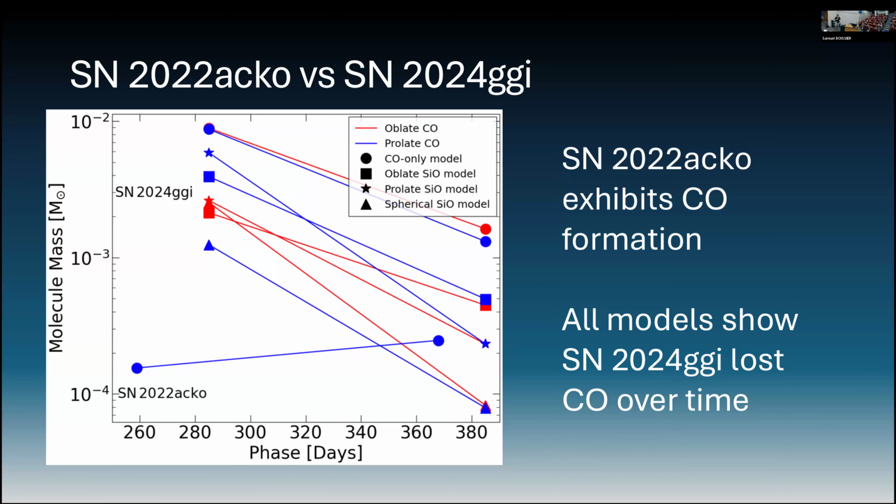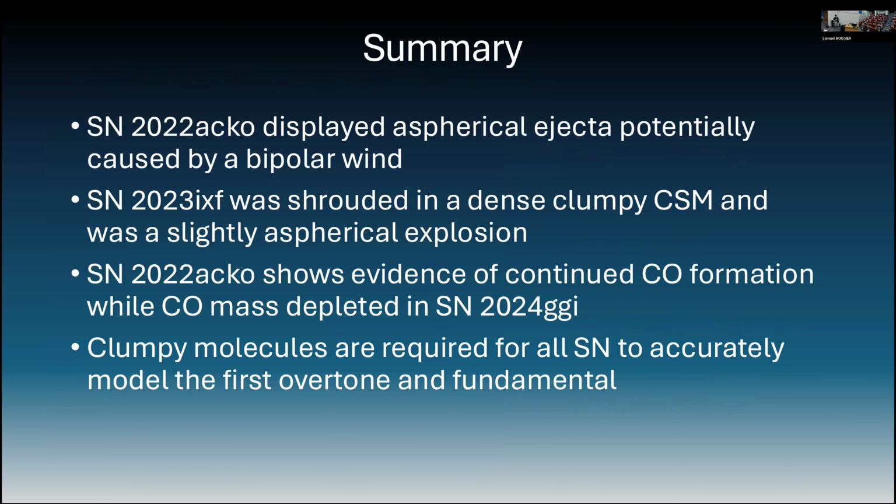In comparison, we see in 24 GGI that both with the silicon monoxide and carbon monoxide, a decrease in the mass over time, which could be because in 24 GGI there's a larger amount of hard radiation destroying the CO. So while there might still be CO forming within 24 GGI, it's significantly less than the rate at which CO is destroyed. So I'll leave up my summary and end there.